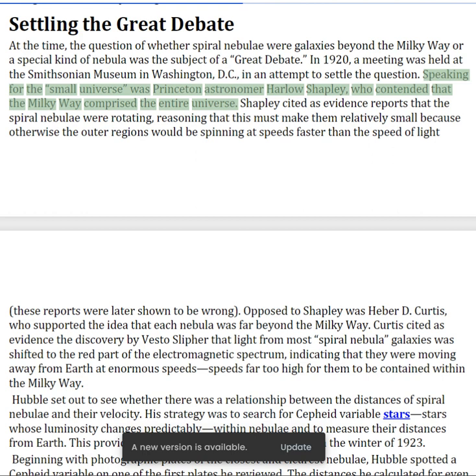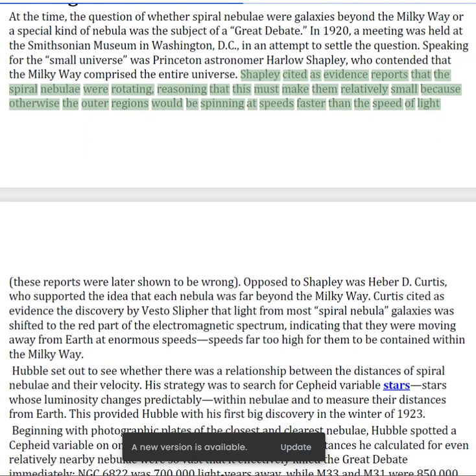Speaking for the small universe was Princeton astronomer Harlow Shapley, who contended that the Milky Way comprised the entire universe. Shapley cited as evidence reports that the spiral nebulae were rotating, reasoning that this must make them relatively small because otherwise the outer regions would be spinning at speeds faster than the speed of light.